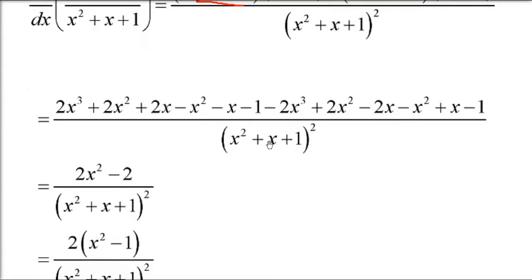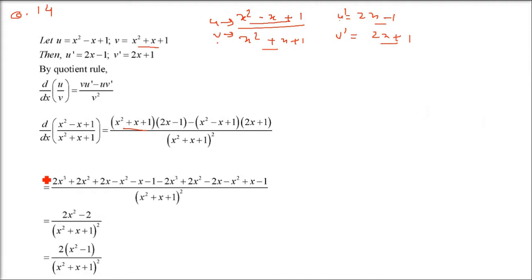When you multiply this, I hope you will be able to do it. When you open this, there will be a lot of cancellation. For example, 2x cube gets cancelled, so there will be no x cube term. 2x and 2x get cancelled. Minus x and plus x will cancel. And minus 1 minus 1 will be minus 2. So you have minus 2 here.